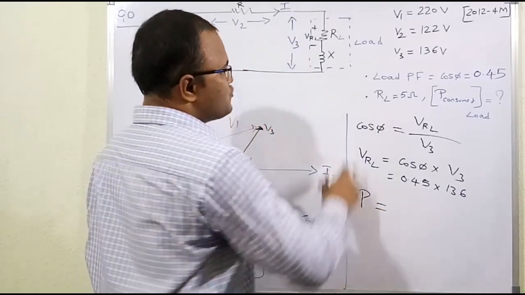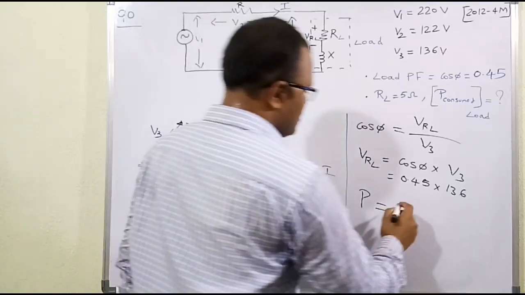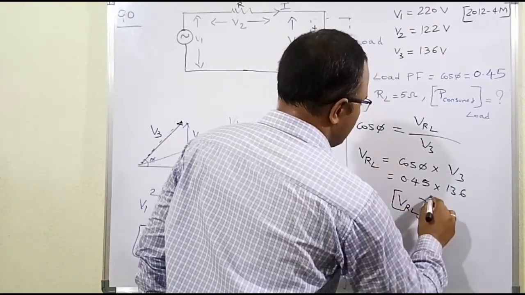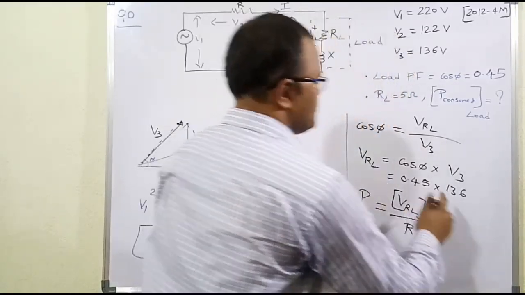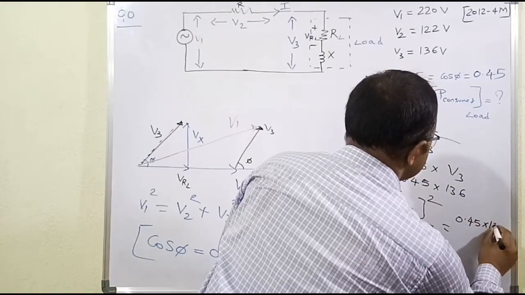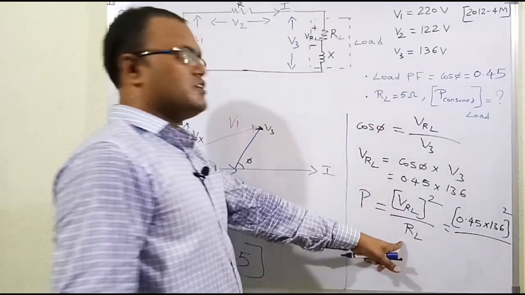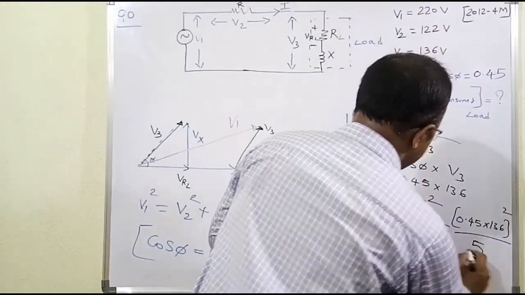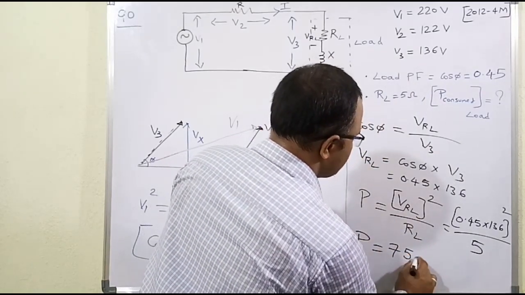So the power consumed by the load is equal to VRL, the voltage across the resistance part, square, by RL. VRL is how much? 0.45 into 136, whole square, by the resistance RL, which is already given, which is 5. If you do the calculation, we will get the power consumed by the load as 750 watts.